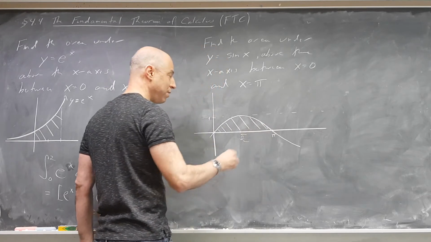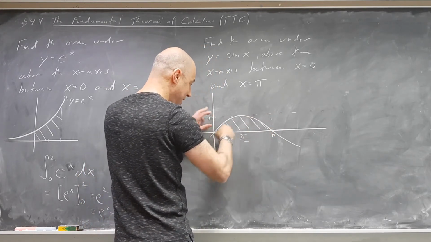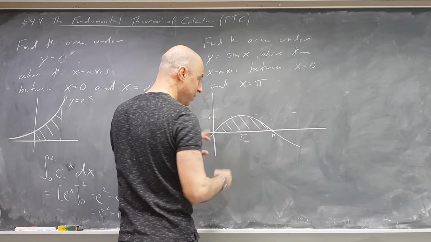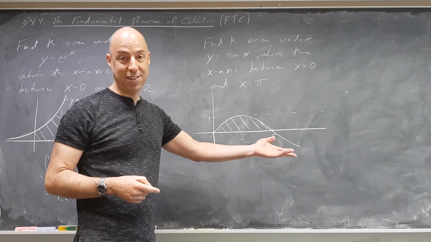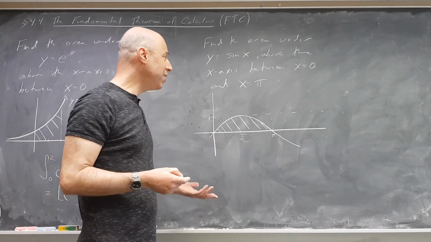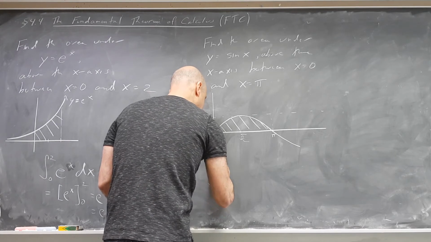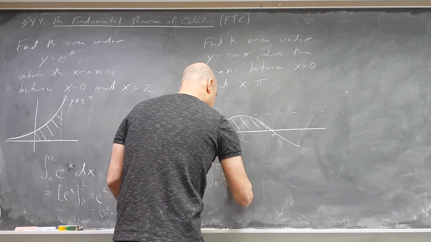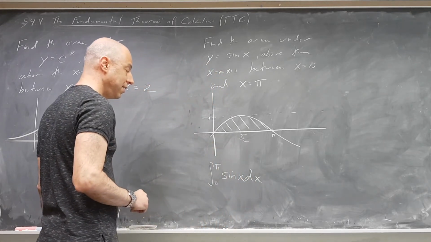We talked about this briefly in an earlier lecture. We can see that it sits inside this rectangle whose height is 1 and whose width is pi. That area, that whole rectangle, is pi. So the area of this bump's got to be less than pi. Let's see what it is. We're going to integrate between 0 and pi sine x dx.